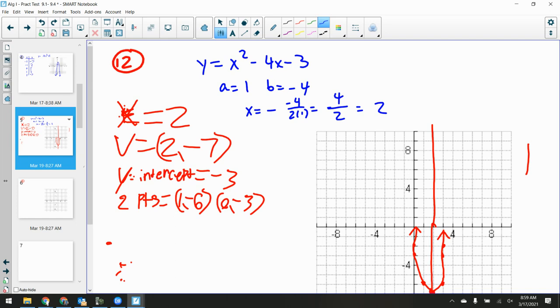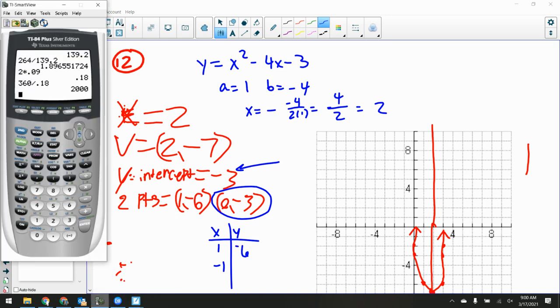Hey, I would take off a point for this. Because of this. Are you allowed to choose 0? No, because you already have 0. That's your negative 3. Okay, I would do negative 1 then. Right. You would do 1 and negative 1. Okay. I like the 1, and that should be negative 6. 1, negative 6 is good. Let's plug in the negative 1 just so we see it.